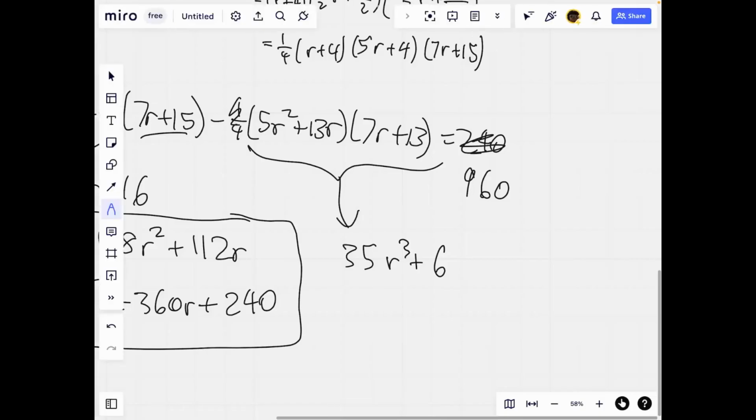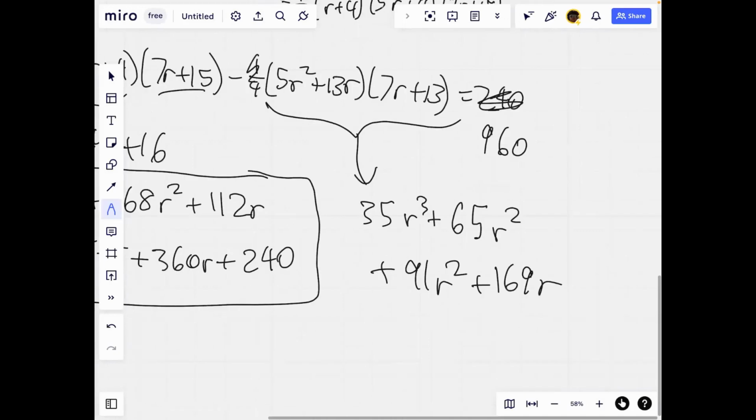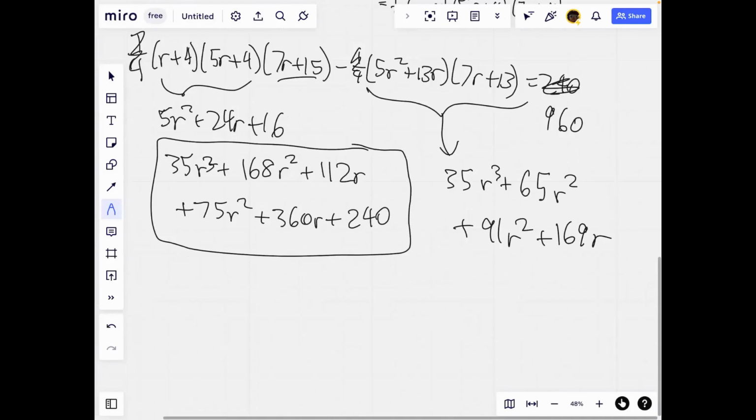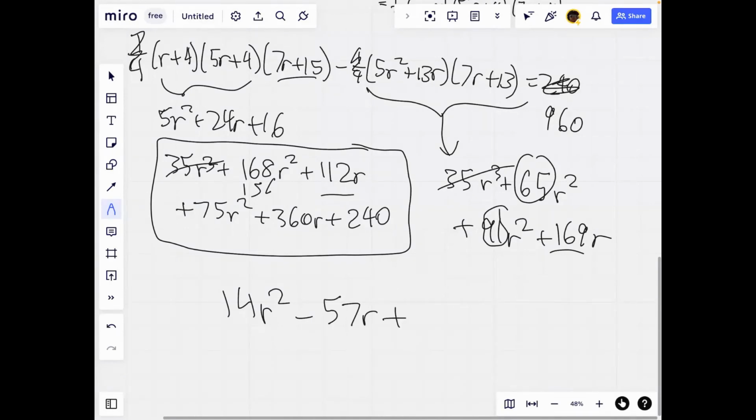Anyways, so 35r cubed plus 65r squared plus 91r squared plus 169r. And when we subtract these two equations, note that the 35r cubed cancel, and 65 plus 91 together is 156r squared. So if we take this away from 168, we're left with only 14r squared. And 112, when we take away 169, is just minus 57r plus 75r squared.